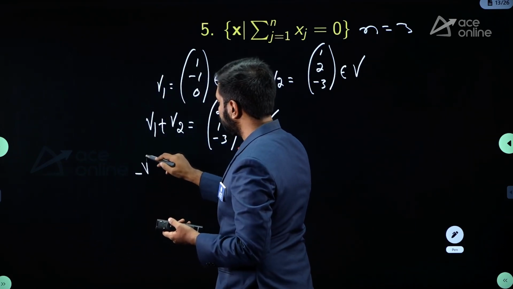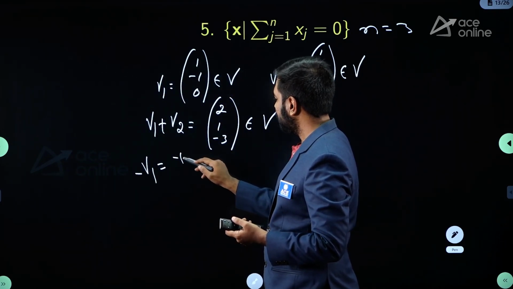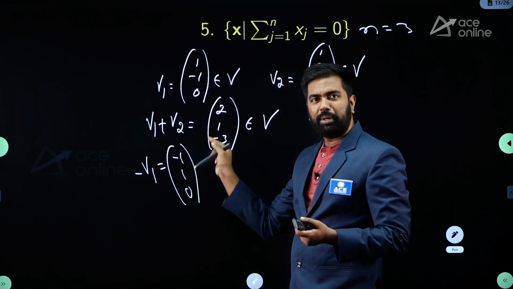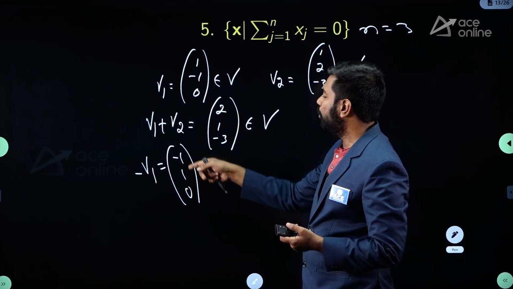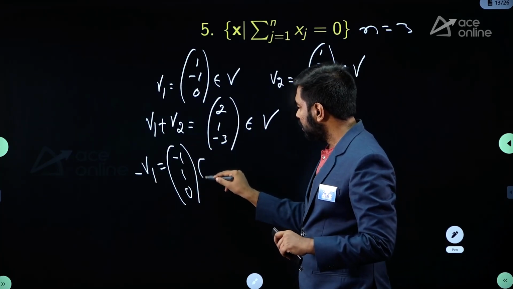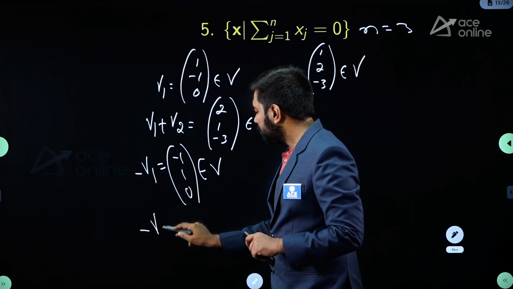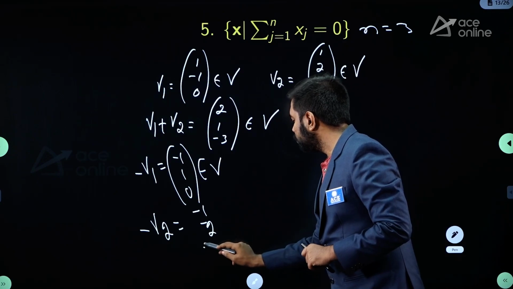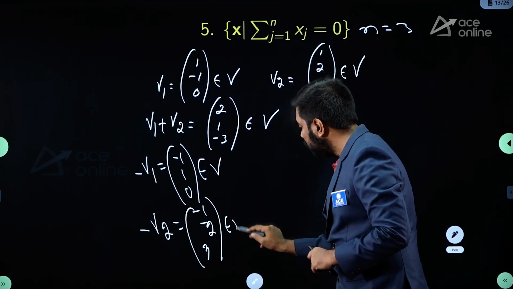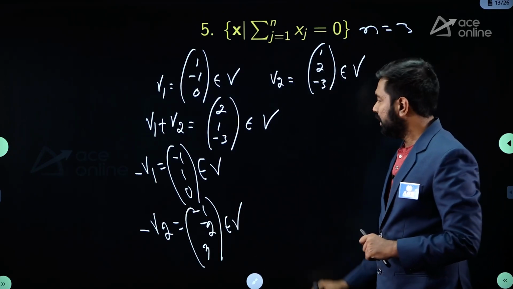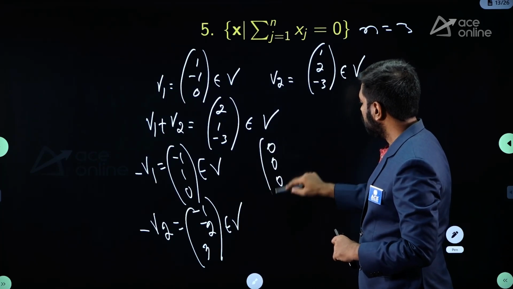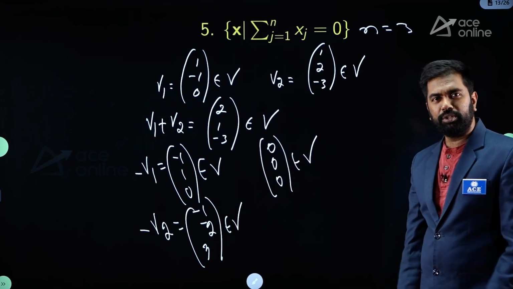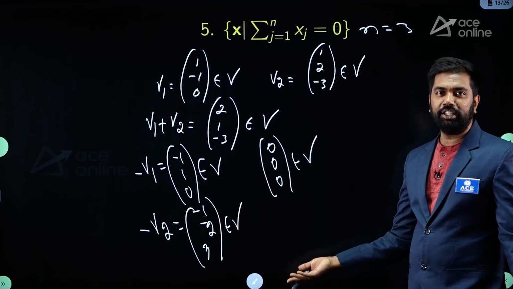What about minus V1? So, what do you think is minus V1, students? Minus V1 is minus 1, 1, 0. Will this be part of V? If you want any vector to be part of the present set, then when you add these components, it should be 0. Yes, it's a part of V, there is no doubt. Let's talk about minus V2. What is minus V2? It is minus 1, minus 2 and 3. Is this part of V? Of course, it is part of V. Is the 0 vector part of V? Yes, the 0 vector is a part of V. When you add all this, it is giving you 0. So far it has satisfied all the properties.